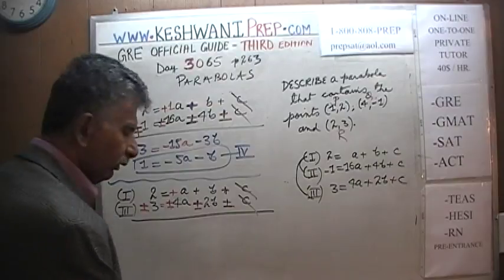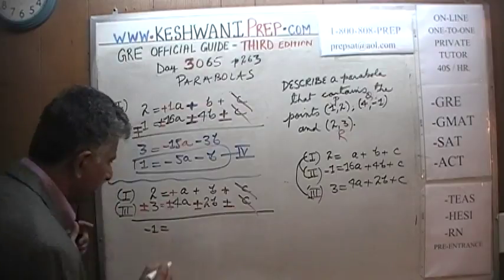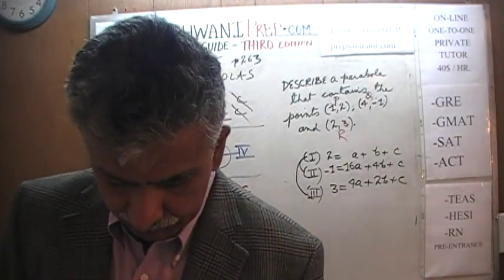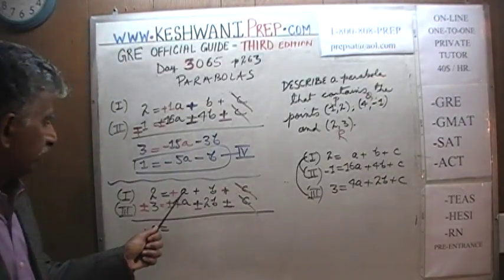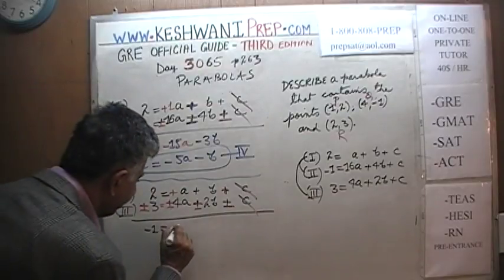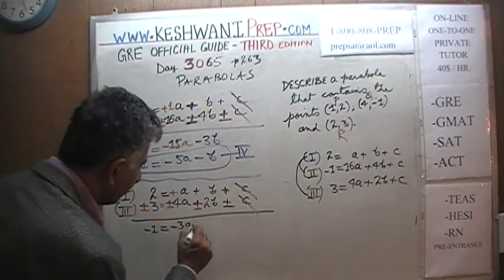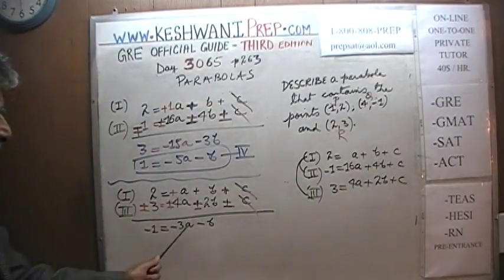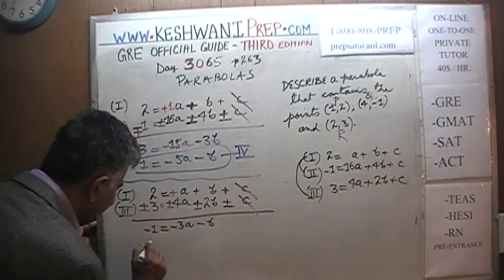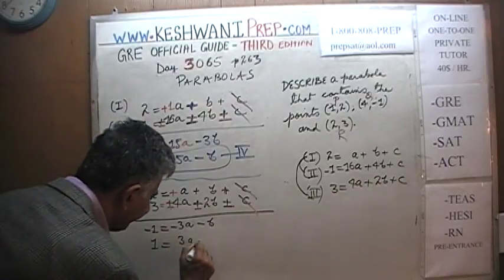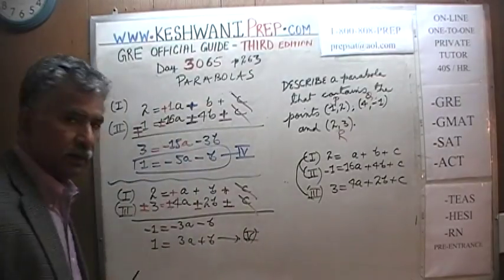Again, pay very close attention. 2 minus 3 is going to give us negative 1. And here we have positive 1 and negative 4, which gives us negative 3a. And positive 1 and negative 2 gives us negative b. I see negative, negative, negative everywhere. Let's multiply the entire equation by negative 1. If you multiply the entire equation by negative 1, all the negatives are going to disappear. 1 equals 3a plus 4b. And let's call this equation 5. Are you still with me?